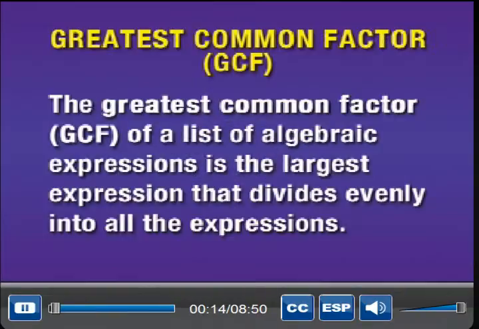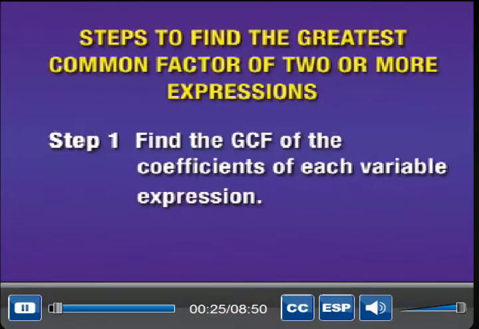To begin with, let's look at a definition for the greatest common factor and the steps to find the greatest common factor. The greatest common factor, or GCF, of a list of algebraic expressions is the largest expression that divides evenly into all the expressions.